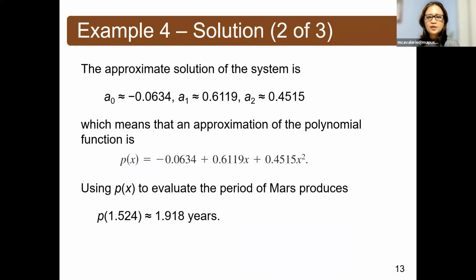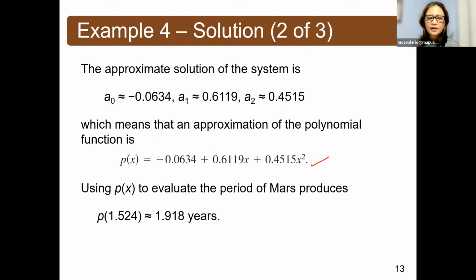So the solution is as follows. We'll have a sub 0 to be about negative 0.0634, a sub 1 to be 0.6119, and a sub 2 to be 0.4515. Substitute this into the polynomial function, and you will have this particular equation. P of x equals negative 0.0634 plus 0.6119x plus 0.4515x squared.